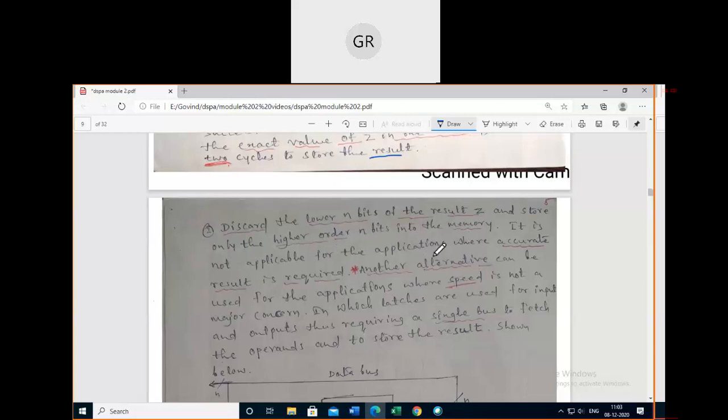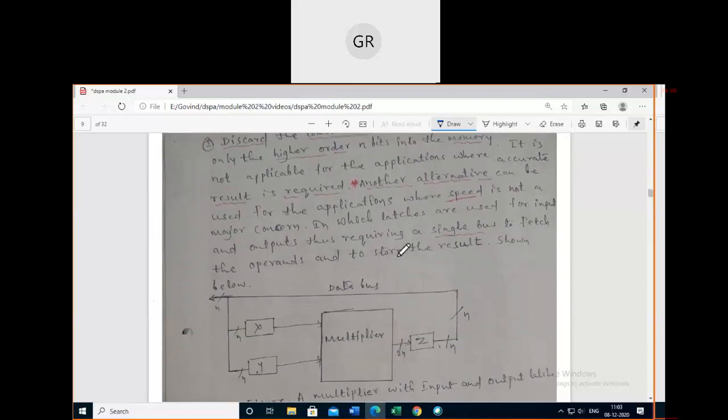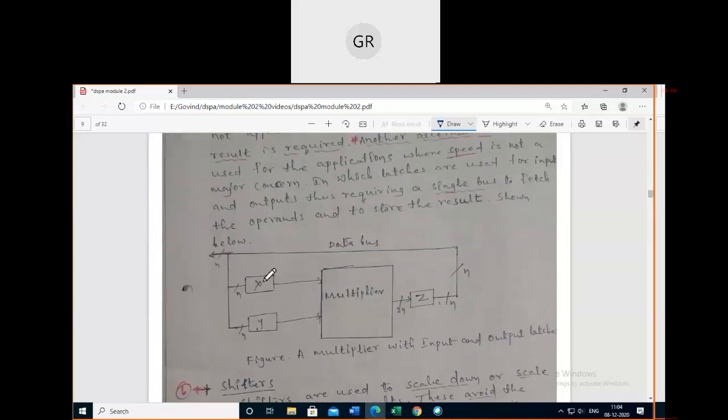Okay. Then another alternative can be used for the application where speed is not a major concern, in which latches are used for inputs and outputs, thus requiring a single bus to fetch the operands and to store the result, as shown below. Here this is X and this is Y. Only a single bus is used here. Through this single bus we send the inputs X and Y of n bits. Then using this single n bit data bus we send the first n bits, then again some n bits. Like that we can transfer the result.